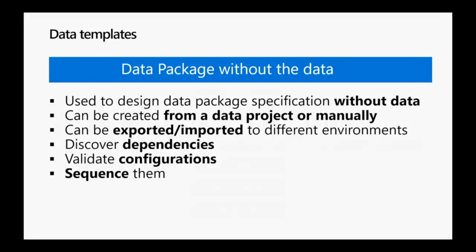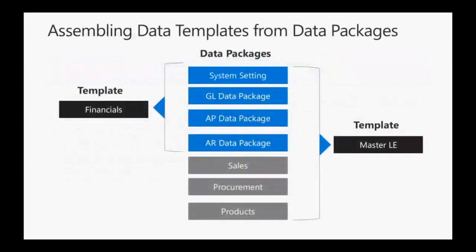So typically what you're going to do is you would be having some data packages. You could group them into a template, for instance, for finance, and then you could add some sales data packages to that and create a template which is called a master legal entity. So there is an easy way of combining things together so that you end up with a template which is convenient for you for doing whatever is necessary.